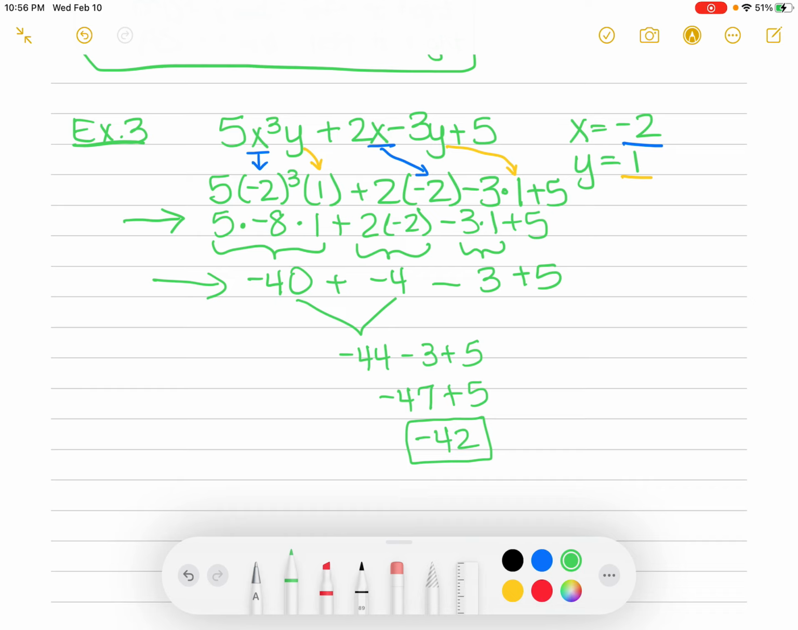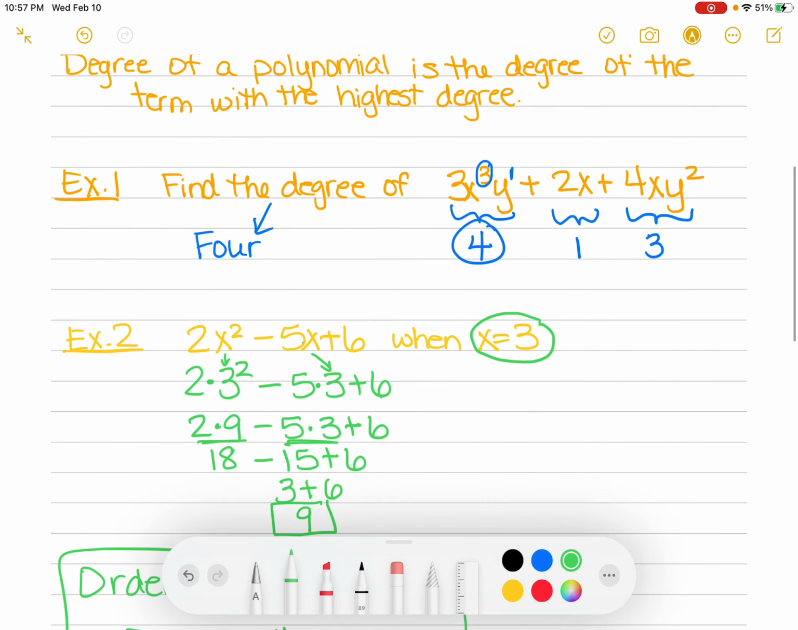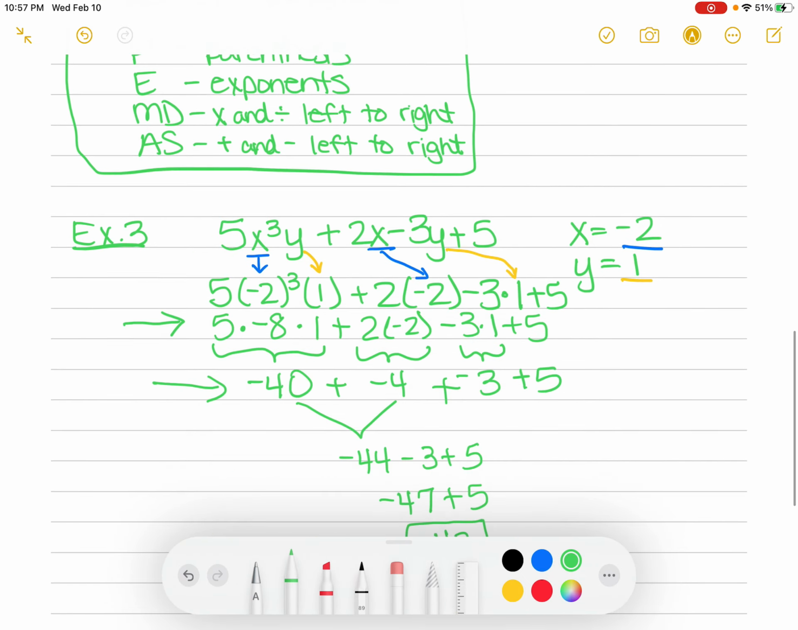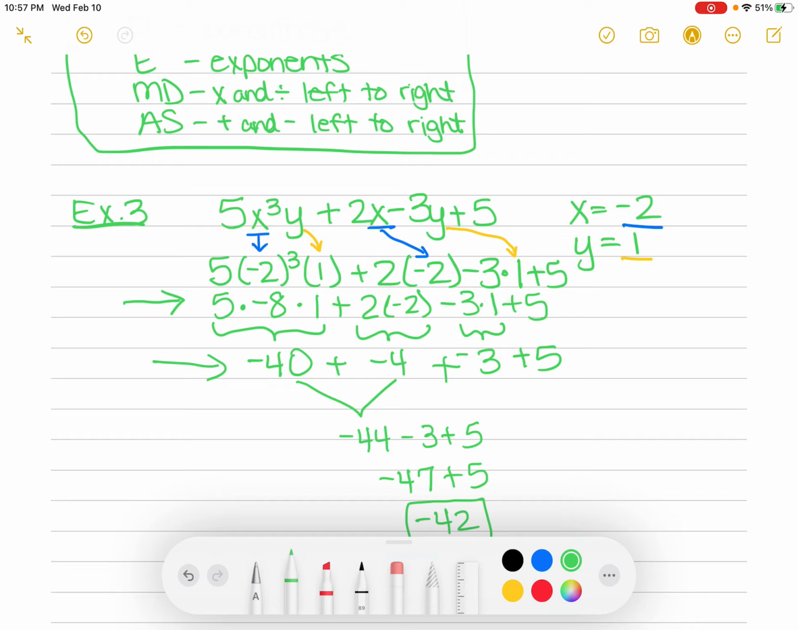Or you can change your minus sign to plus and negative, and now they're all plus signs, and you can do them in any order you want to do them. Okay, so hopefully you got that one right. That's it for today. So you'll be finding the degree of polynomials, like we did up here, and you'll be evaluating problems. And that's it.